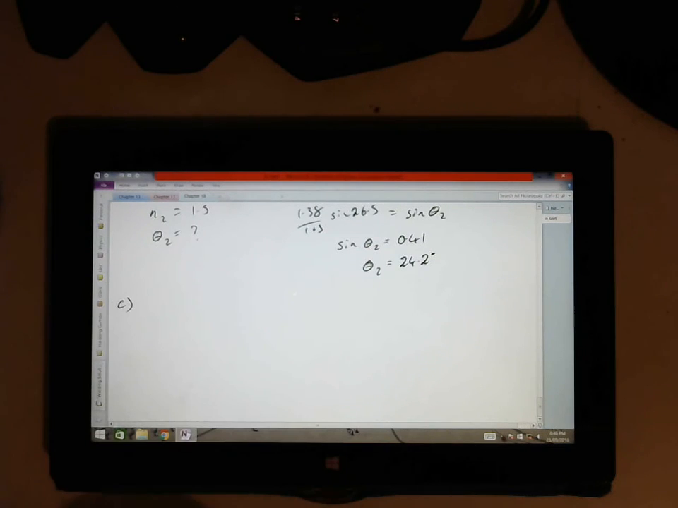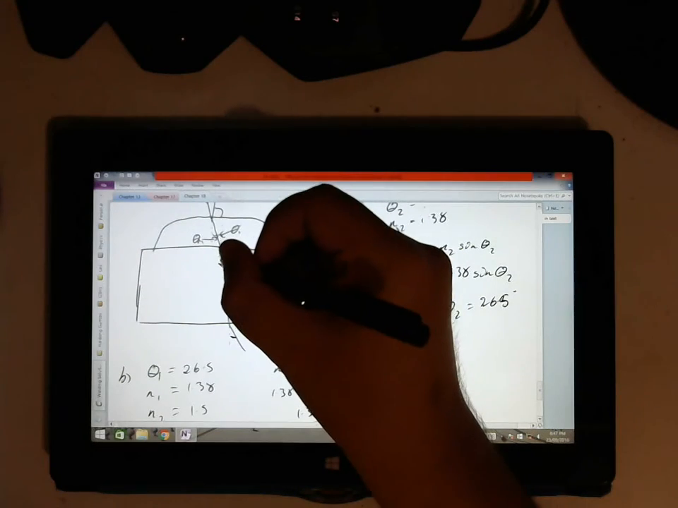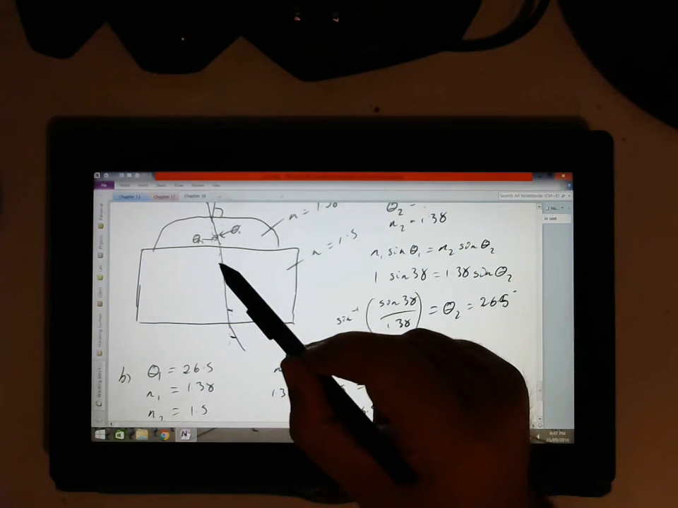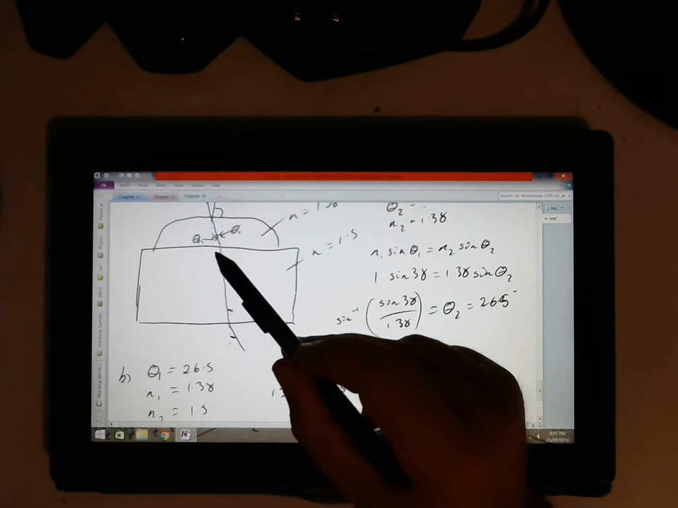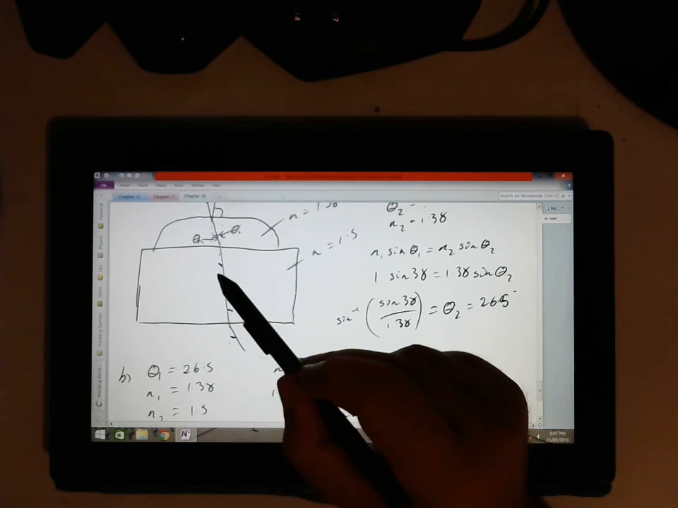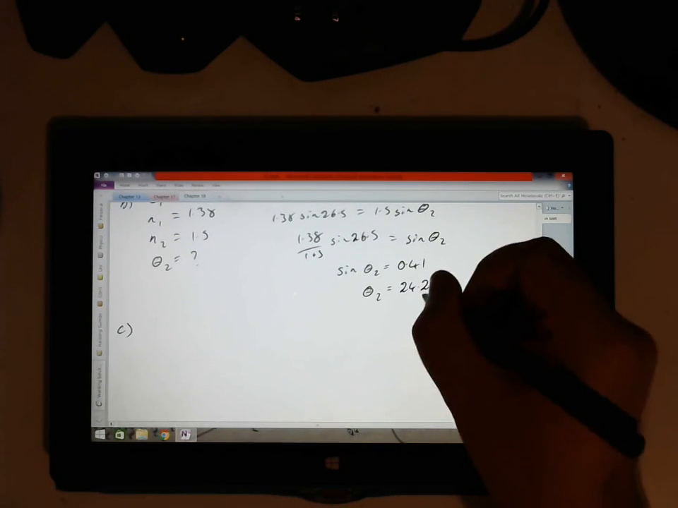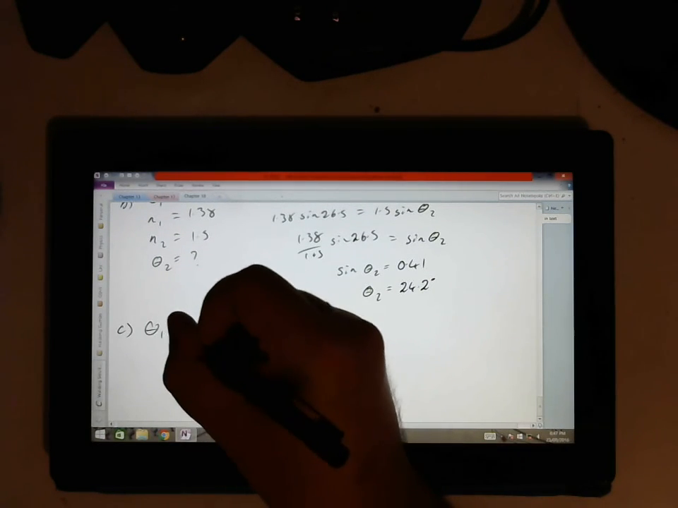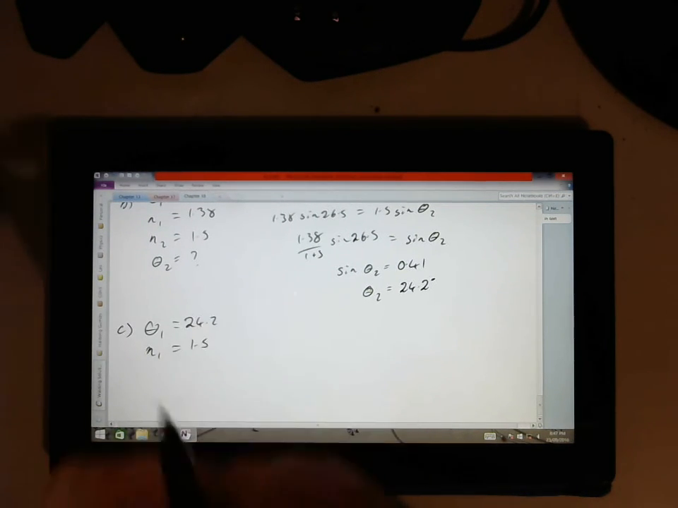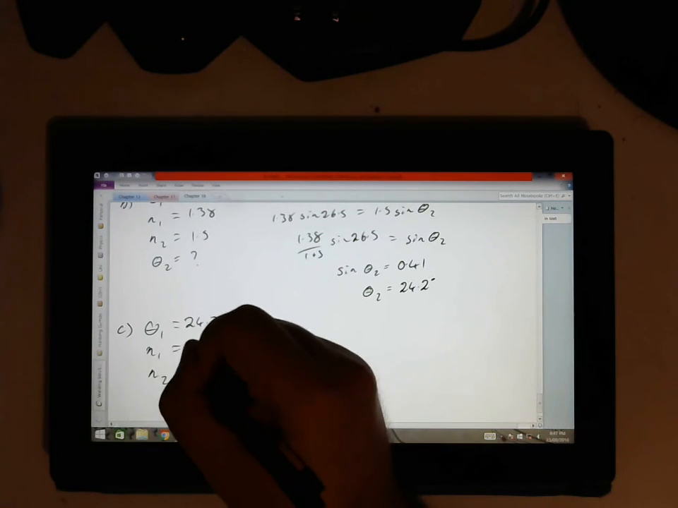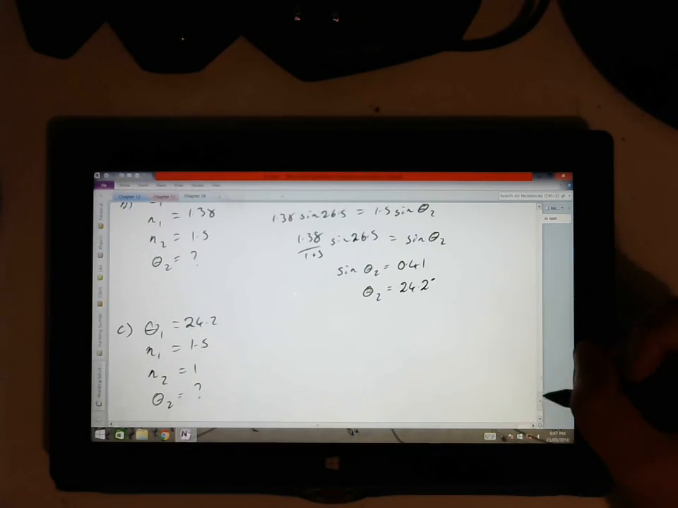Last step. Again, this angle, which we just figured out is here, sorry, a bit hard to see, is going to become the new incident angle. They are parallel lines connected by a transverse line, Z rule, so that's going to be the same as that. So this now becomes our new incident angle, 24.2. n1 equals 1.5, it's starting in the glass. n2 equals 1, it's going into the air. Theta 2 is unknown.